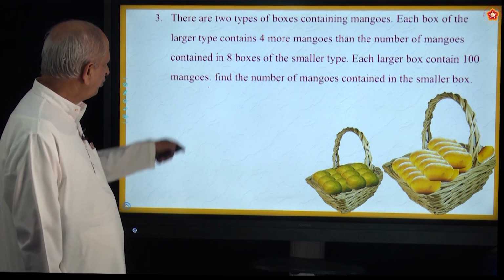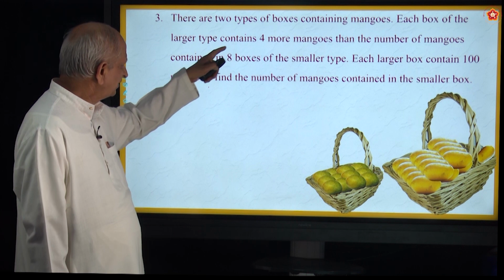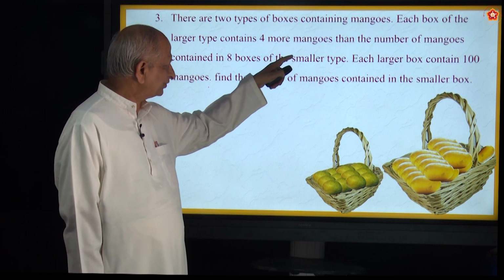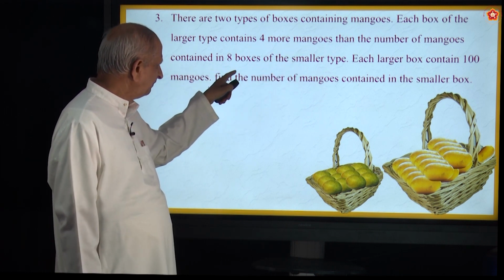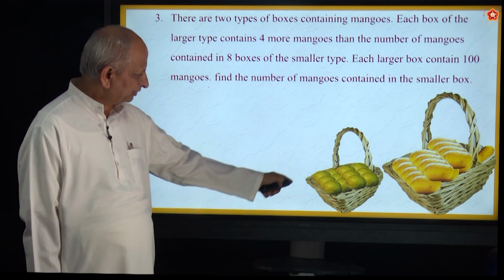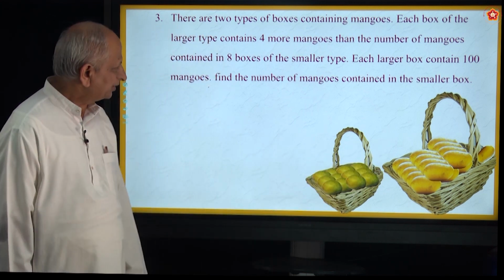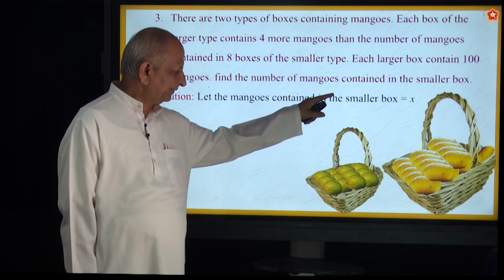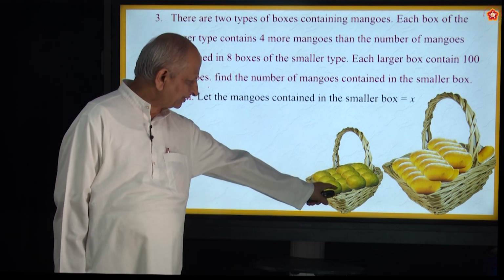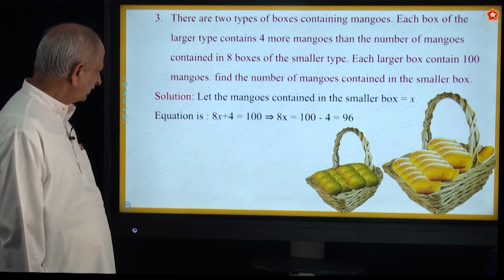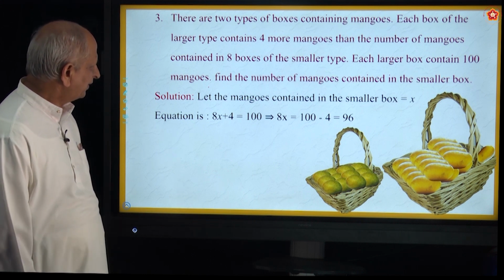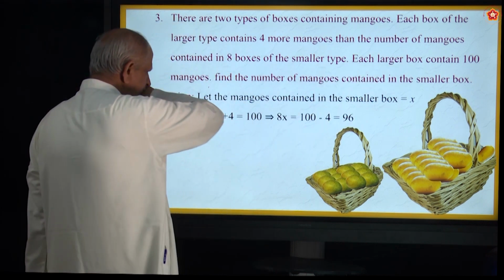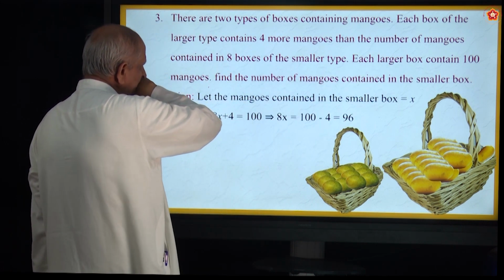So it is given that there are 2 types of boxes containing mangoes. Each box of the larger type contains 4 more mangoes than the number of mangoes contained in 8 boxes of the small type. So this is a small type, there is a bigger type. So some relation is given. Let the mangoes contained in the smaller box be X. So this is a smaller box, we call it as X. You are given that each larger box contains 100 mangoes. So that is the equation.